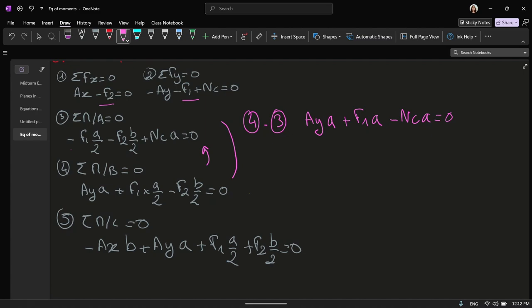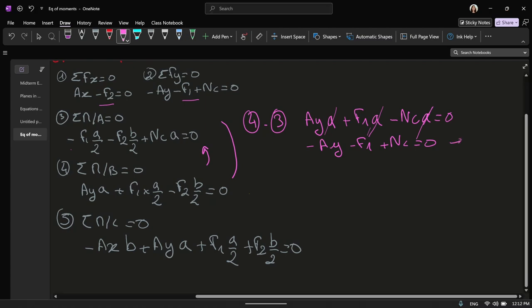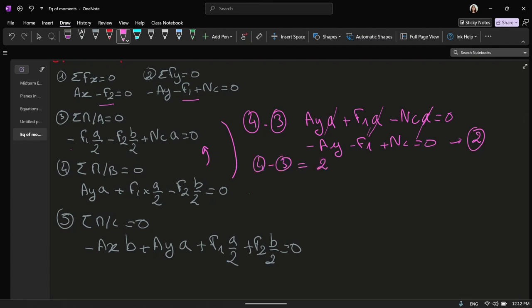We can remove the a, and we can switch the sign, because you will see where I will go: minus Ay minus F1 plus Nc equals 0. This equation is equation number 2. So equation 4 minus 3 equals equation 2.